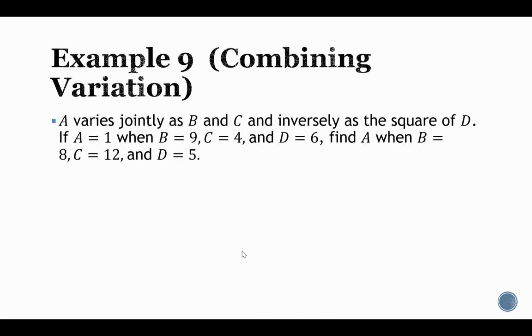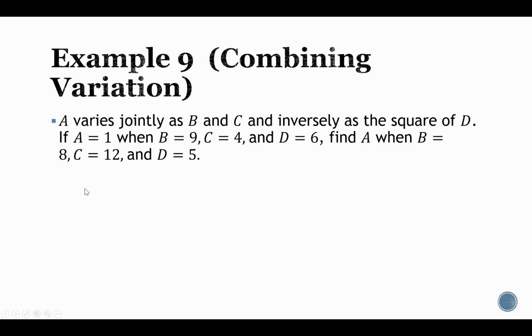Okay, on to example number 9. A varies jointly as B and C and inversely as the square of D. If A is 1, B is 9, C is 4, and D is 6, find A when B is 8, C is 12, and D is 5. We have all the content to set this up.